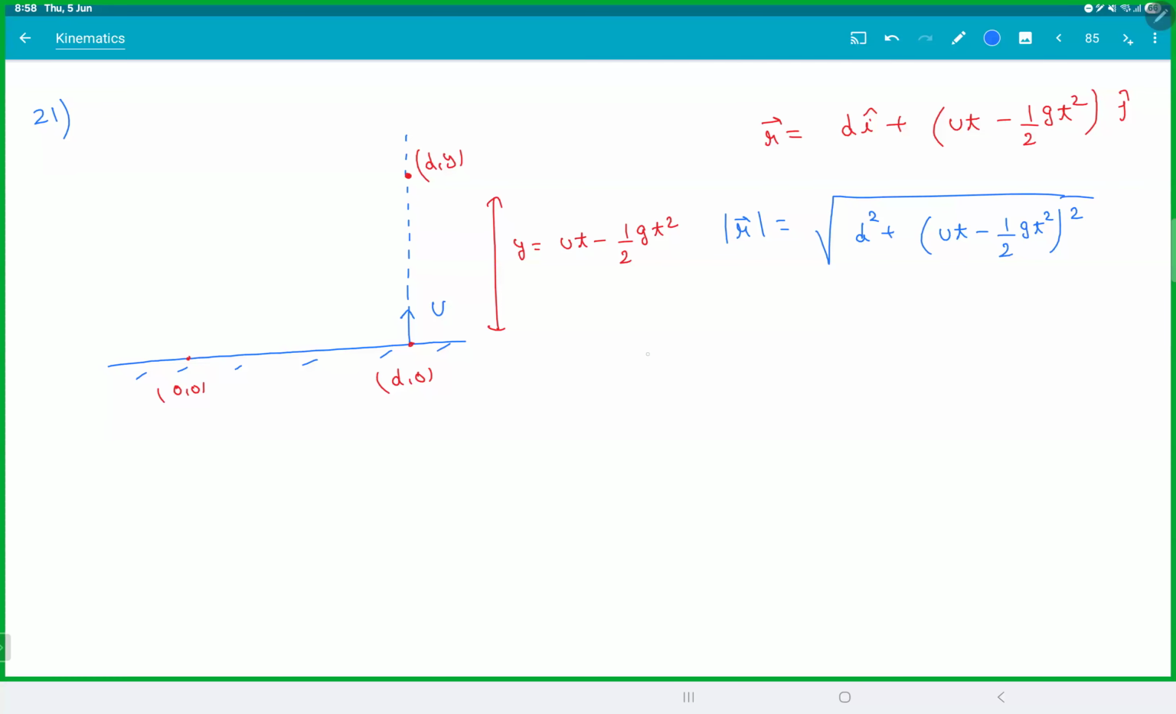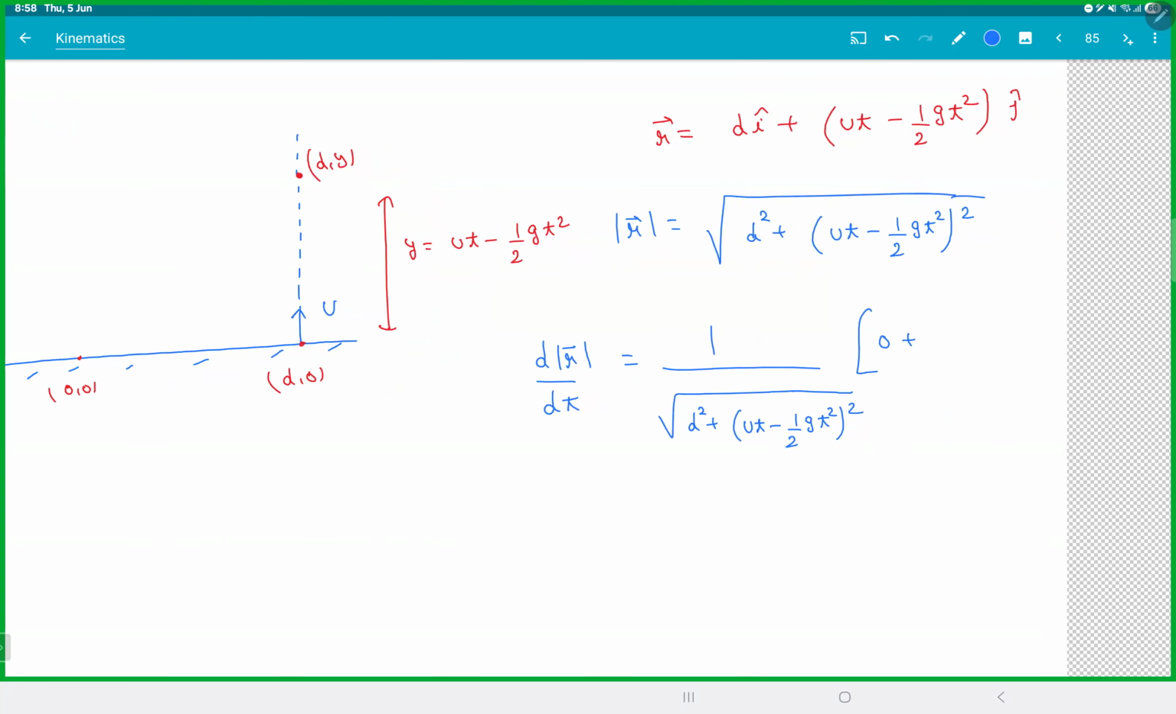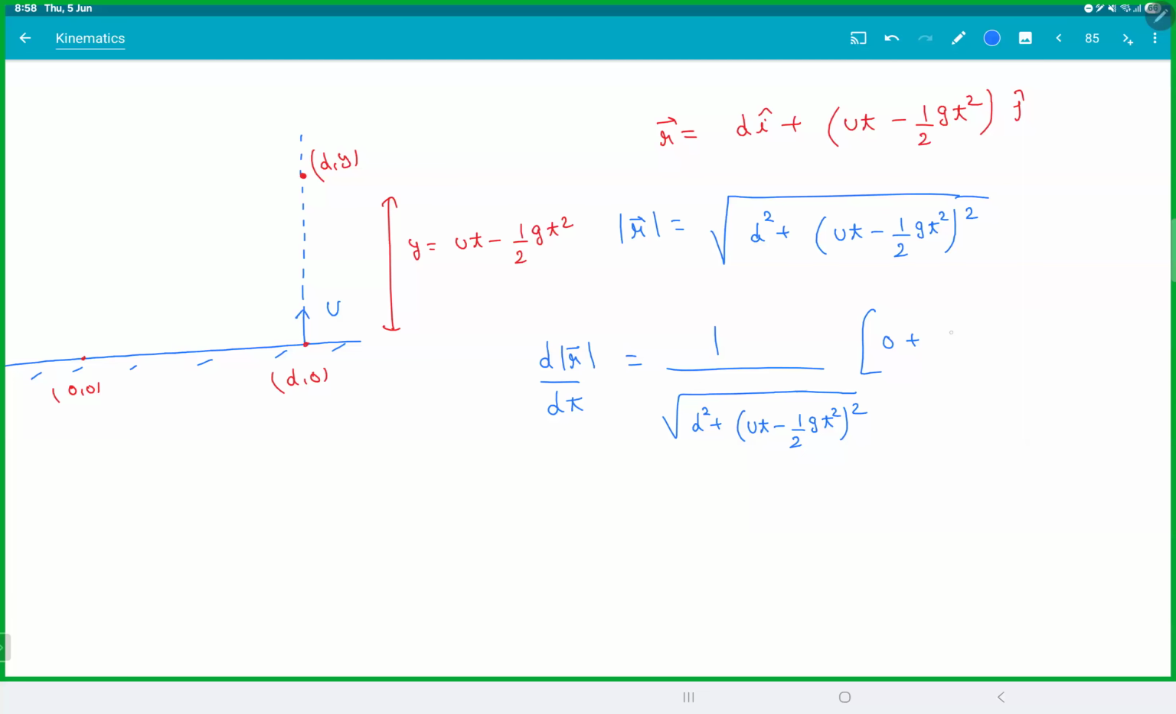So what I asked you is to find for this d mod r by dt. You can do this, you will get it. It's quite long, but there's a much faster way to do this. If you differentiate this, what do you get? 1 by root over d square plus (ut minus half gt square) whole square. Then differentiate whatever is inside, chain rule. This will be 0. You multiply half also. Yeah, there's a half also. And then differentiate whatever is inside.